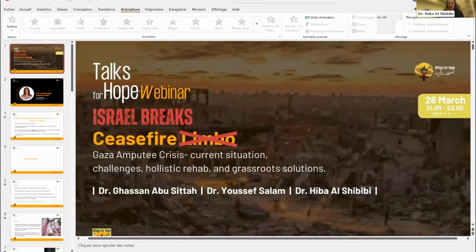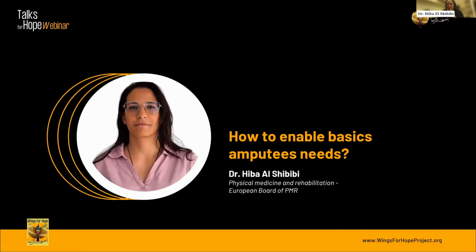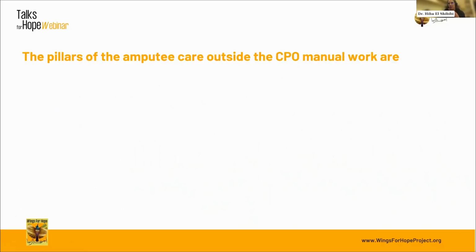So, can you see my presentation? Okay. So I was supposed to talk about rehabilitation, and Hala asked me to talk about blast injuries, specificities, or amputees after blast injuries. But after a little bit of experience, I think it's better to talk about how to enable basic amputee needs. Because right now, the basic needs are not met.